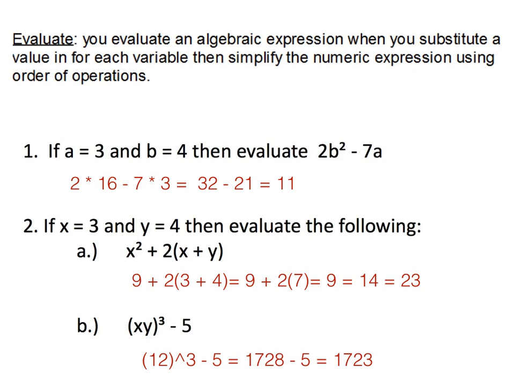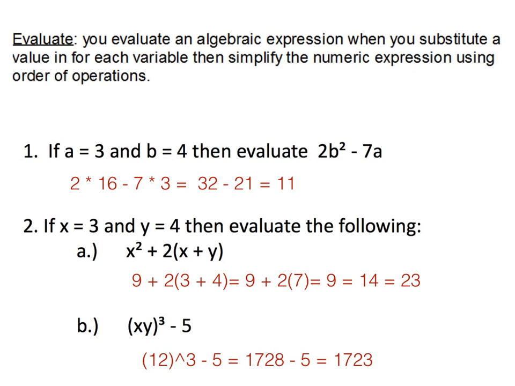Number 2, part A, x is 3, so 3 squared is 9, plus 2, and then parentheses would need to be calculated. That 3 plus 4 would be 7. So you would have 9 plus 14, and I did not write 9 plus 14. I apologize, I see a typo there. But you would add 9 plus 14 and get 23.